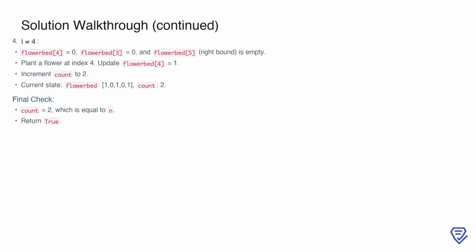The updated flowerbed becomes 10101 and count is now 2. At this point, the total number of flowers planted matches the required n, so we return true for this example. This concludes our solution walkthrough, demonstrating how the algorithm evaluates each position step by step to determine whether the required number of flowers can be planted without violating the rules.